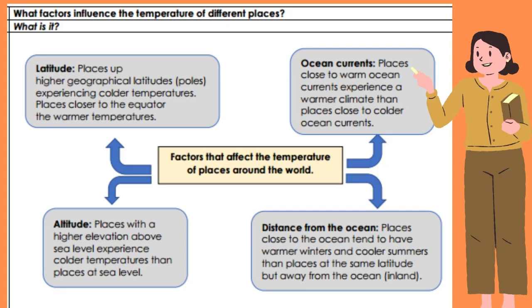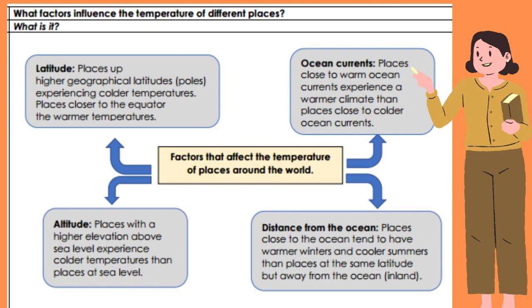What factors influence the temperature of different places? Factors that affect the temperature of places around the world. Latitude: places at higher geographical latitudes, the poles, experience colder temperatures. Places closer to the equator have warmer temperatures. Ocean currents: places close to warm ocean currents experience a warmer climate than places close to colder ocean currents.